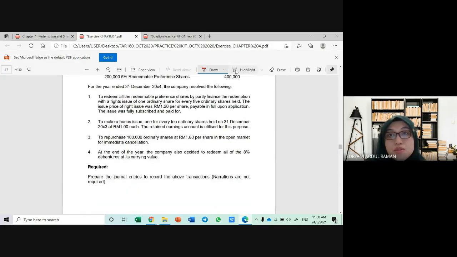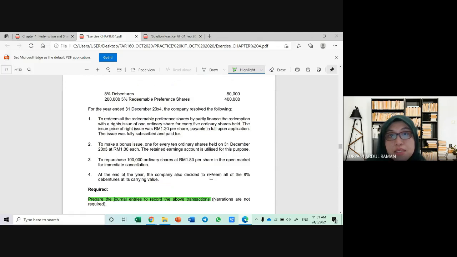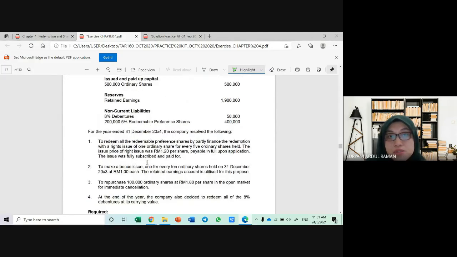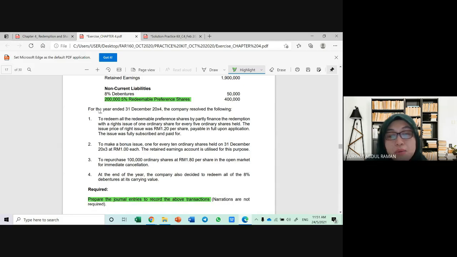Now we are going to prepare the requirement, where you need to prepare the journal entries to record the above transactions. So what are the transactions to be recorded? Let us go through the additional information together. As usual, don't forget, as you can see this time, under non-current there will be the item for redeemable preference share. For chapter 4, of course, you will see this again and again. From number 1 to number 4, let us sort the transactions into their categories.